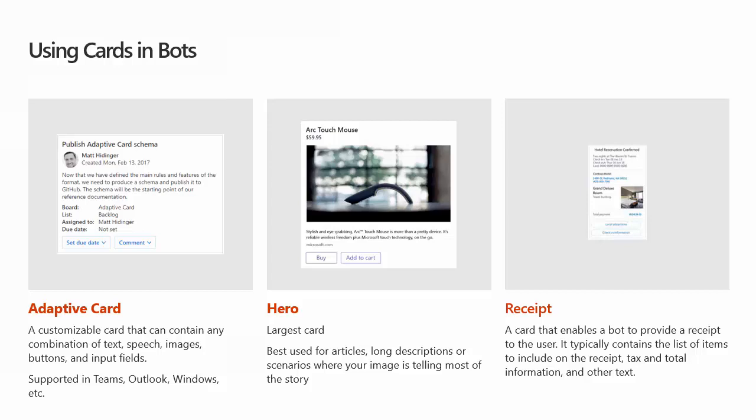New in September of 2018 is the adaptive card support. Microsoft Teams has full support for adaptive cards. It's really a customizable card that you can arrange in any way that you see fit. It can contain text, images, buttons and input fields for forms, and do text-to-speech for users. It is supported in Teams and Outlook and Windows Timeline and many other systems. So by far the preferred method is to send an adaptive card.